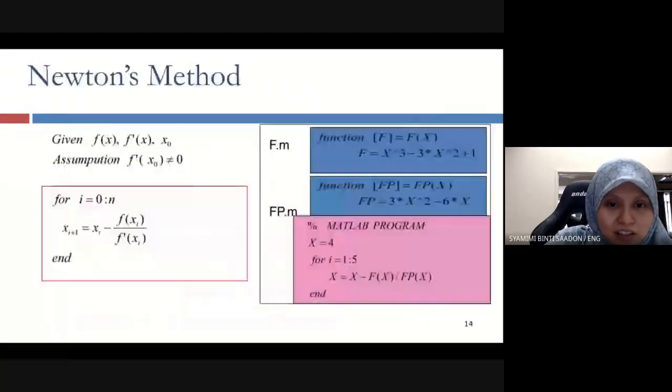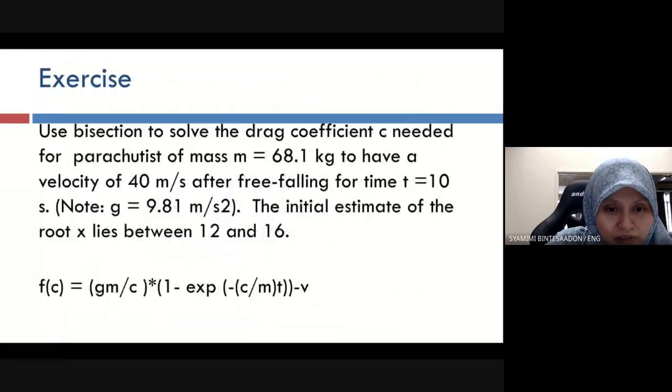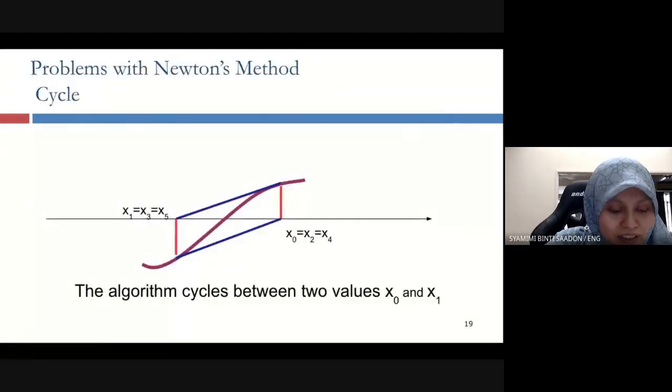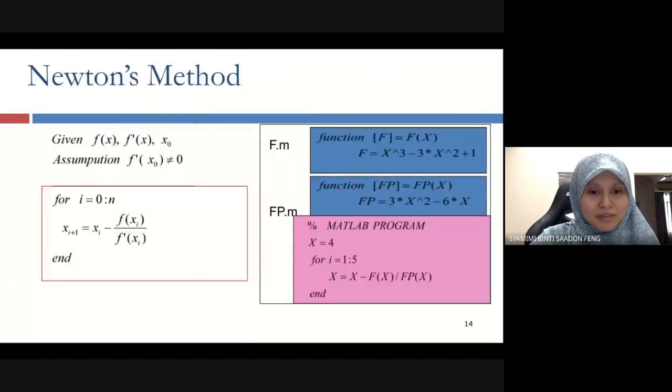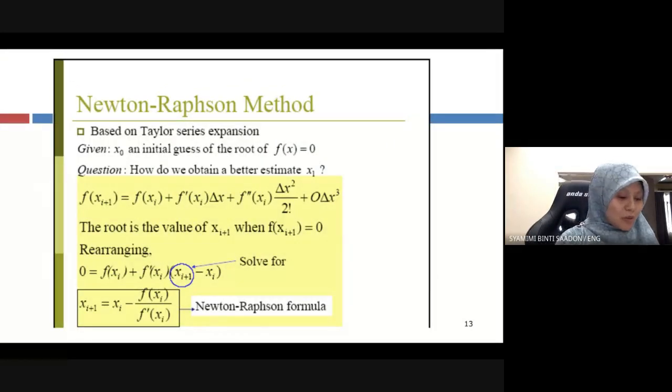Did I give a criterion for stopping or not? I think we stop at error 5%. We try to do that. So, the formula.